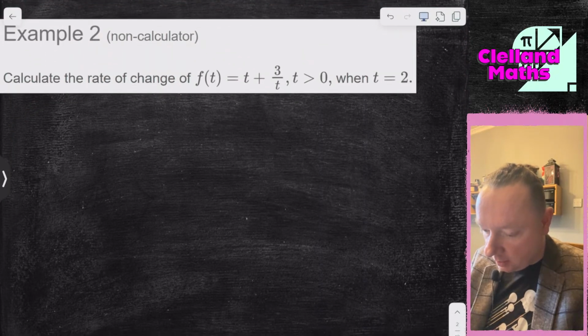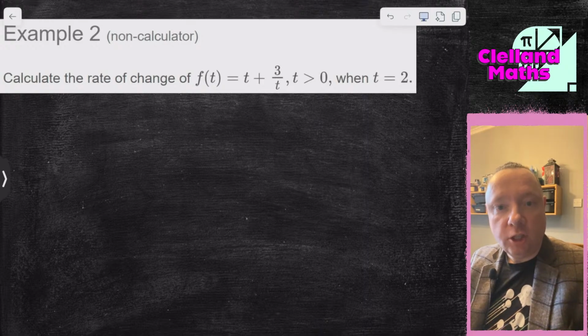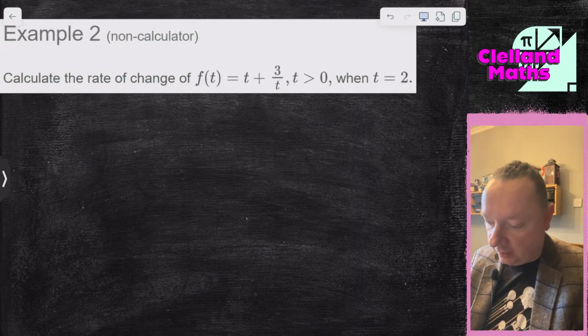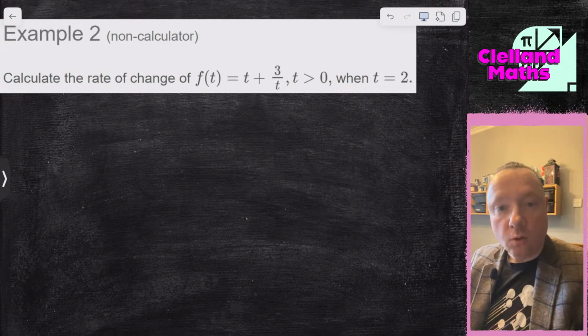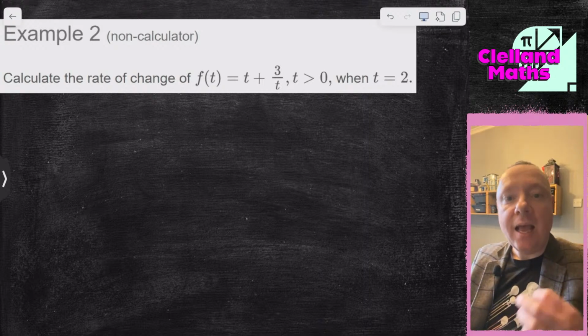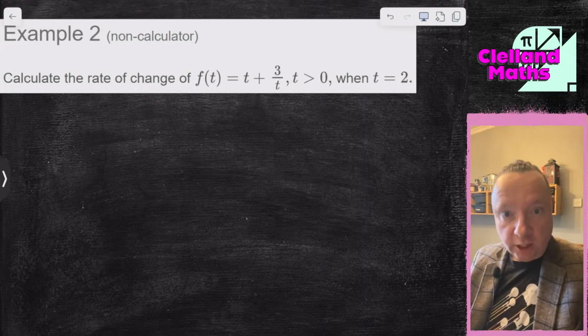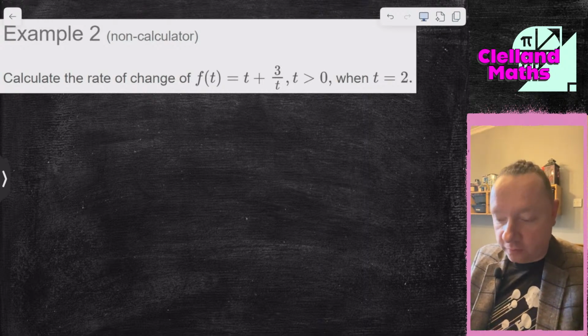Example 2. Calculate the rate of change of f of t is t plus 3 over t, where t is greater than 0 when t is 2. So if you ever see it saying rate of change, it means differentiate. Differentiation is defined as the rate of change of a function.